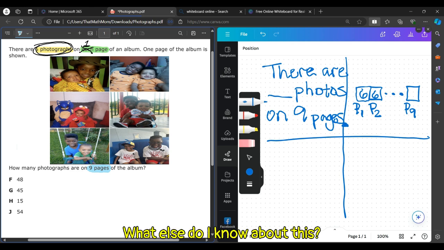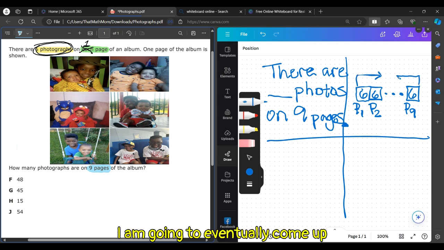What else do I know about this? Well, I also know that on every page there is 6. So 6 still goes inside that box. When I combine all of these parts, I am going to eventually come up with my final answer, what the question is asking for. Does anybody see the move yet? If not, stay with me.